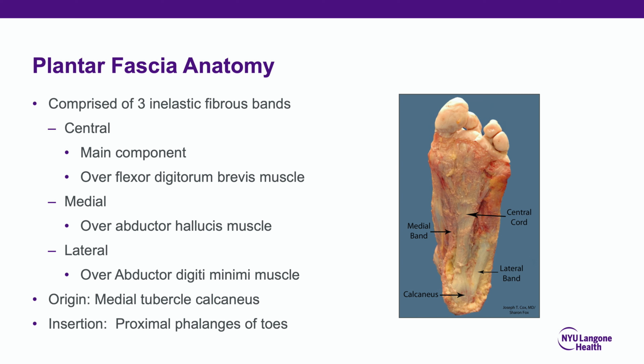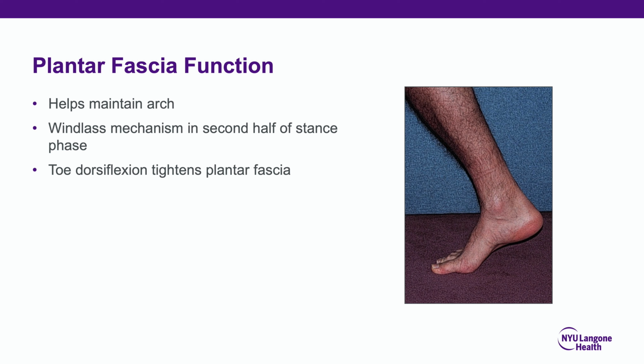The plantar fascia is comprised of three inelastic fibrous bands. The central band is the main component, and it's over the FDB muscle. The medial band is over the abductor hallucis muscle, and the lateral band is over the abductor digiti minimi muscle. The origin is the medial tubercle of the calcaneus, and the insertion is the proximal phalanges of the toes.